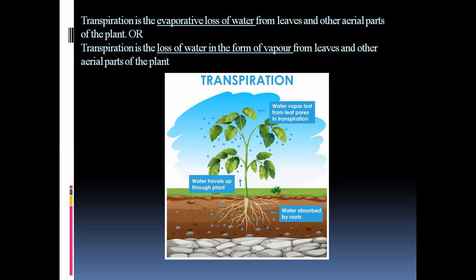Children, plants absorb water, but a very small amount of water, about 1 to 2% of absorbed water, is used by the plant for its photosynthesis and other cellular activities. The rest of the water remains in the body of the plant, but the plant's body cannot retain excess water. Hence, that excess water is released in the atmosphere by plants in the form of vapor, and this process of releasing water in the form of vapor from leaves and other aerial parts of the plant is called transpiration.